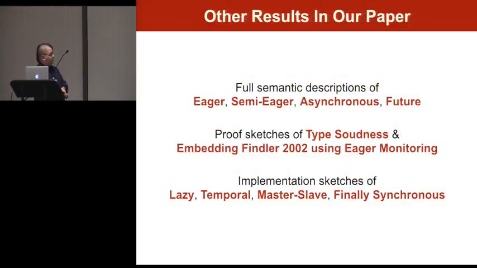Some of the other results we have in the paper are full semantic descriptions of eager, semi-eager, asynchronous, and future contracts, a proof sketch of type soundness, and an embedding of the Findler-Felleisen 2002 work into our eager monitoring semantics, and implementation sketches of lazy, temporal, master-servant style, and finally synchronous contracts, which are like asynchronous contracts except that each one registers with a centralized manager, and at the end we can just ask the manager if it's actually checked everything that it knew was going to be checked.